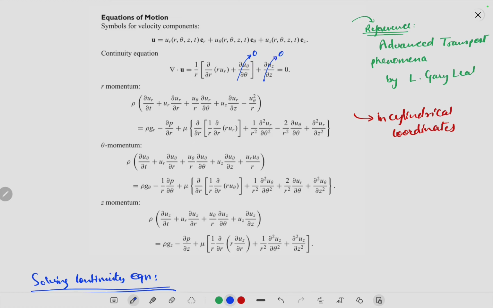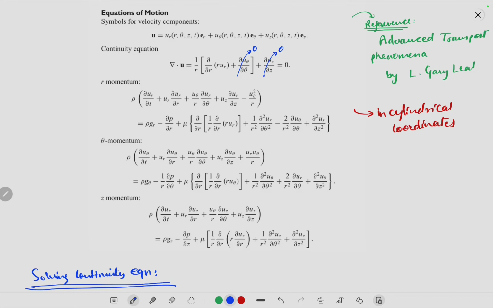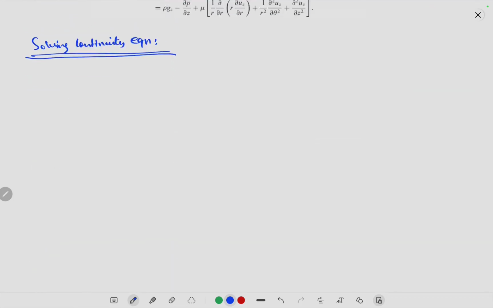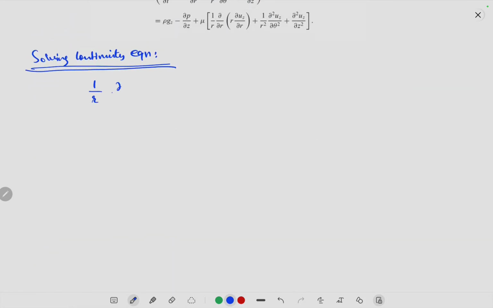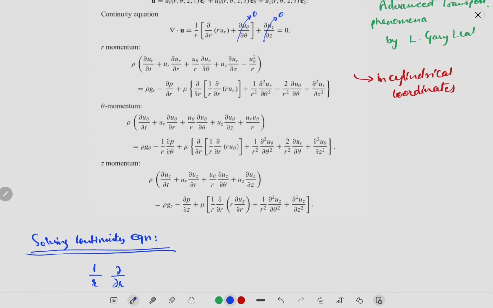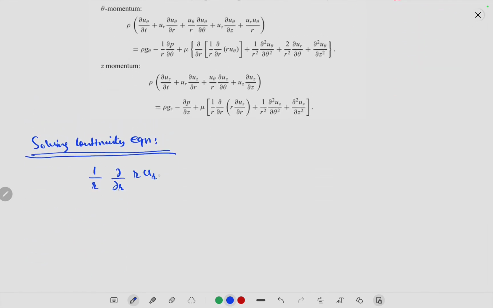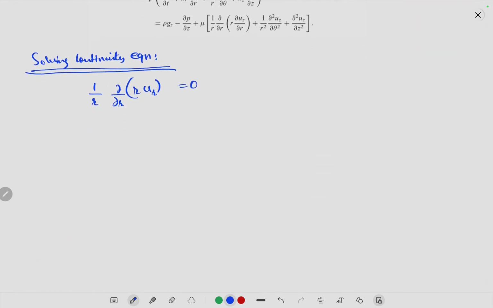So we'll be left with 1 by r del by del r of r ur equal to 0. So let's just quickly write it. If this is 0, I'll get r ur equal to 0. Okay, sorry, no, not 0 but a constant. Now why will this constant not be a function of theta and z?